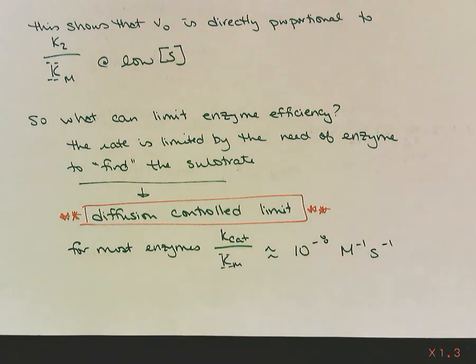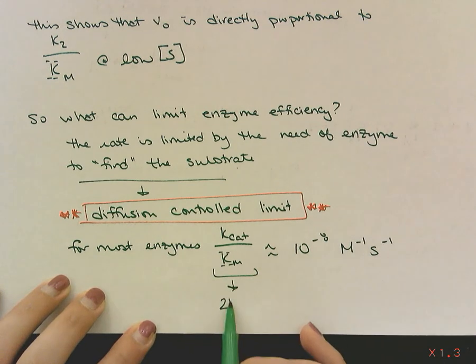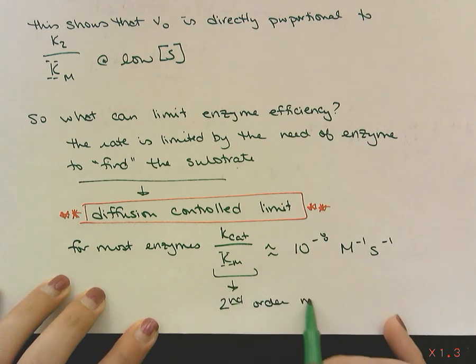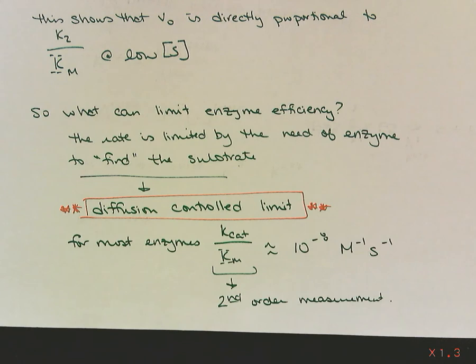So for most enzymes, this measure of efficiency, kcat divided by Km, is on the order of 10 to the 8th inverse molar inverse seconds. If I have inverse molar inverse seconds as my units, is that a first order or second order reaction? Second. Good to know also, as a second order measurement. Questions on my measure of efficiency?